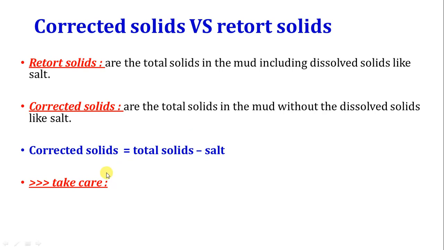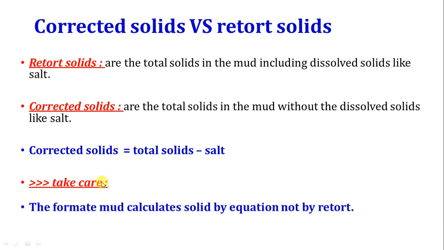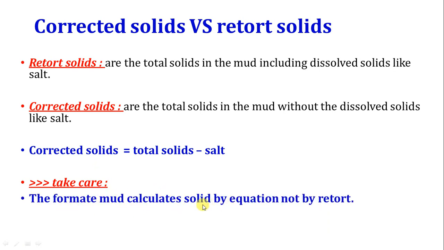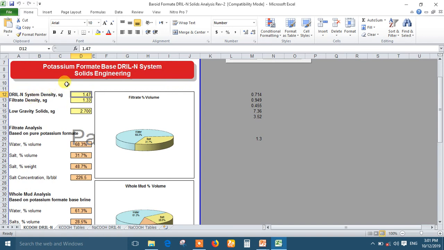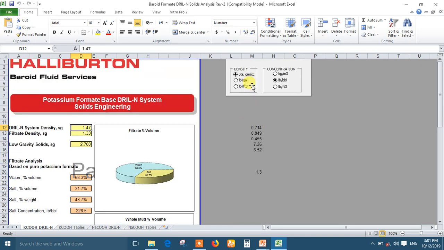But take care, my friend. For all muds you can get the solids through the retort test. But for formate mud, you can calculate the solids only by some equations or an Excel sheet. The most common one we use here is from Baroid or Halliburton. It's used for potassium formate base drill-in fluid. You put the specific gravity, and you can use, for example, pound per gallon. So you put the pound per gallon and the density of the filtrate or water or whatever.